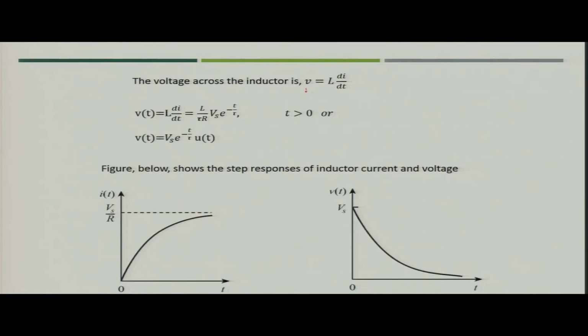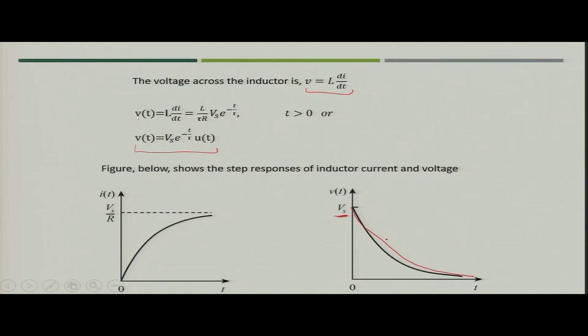Now, you know that voltage V is nothing but L di by dt. So, when you differentiate the current I which we got previously, we get the value of v(t) as nothing but Vs into e to the power minus t by tau u(t). Now, at time t equal to 0, the voltage across the inductor would be Vs, and then it will exponentially decay to 0.